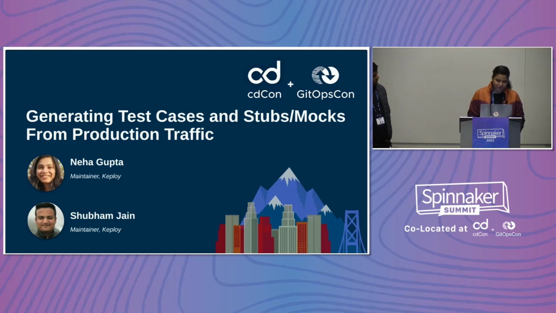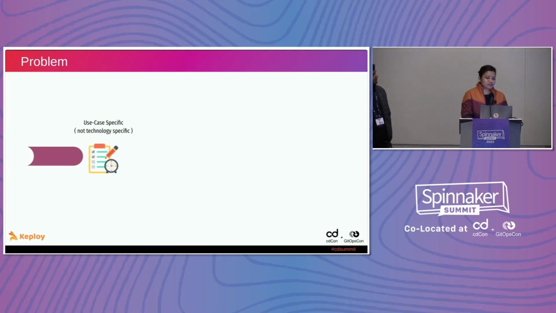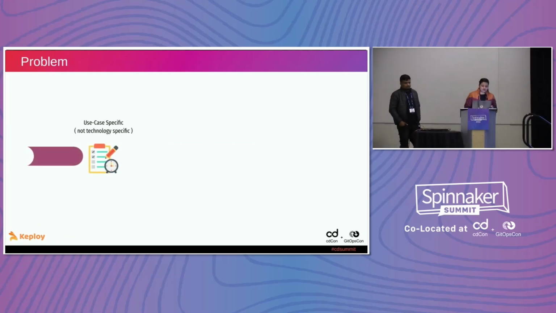In the last 2 days, we have heard about a lot of tools that can help us automate our CI/CD pipelines and make them more secure. But there is one major blocker still to achieve true continuous delivery. We believe that is testing. Why? Because it is still very use case specific and not technology specific.